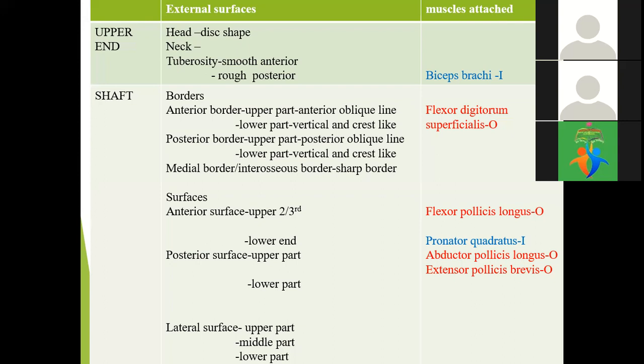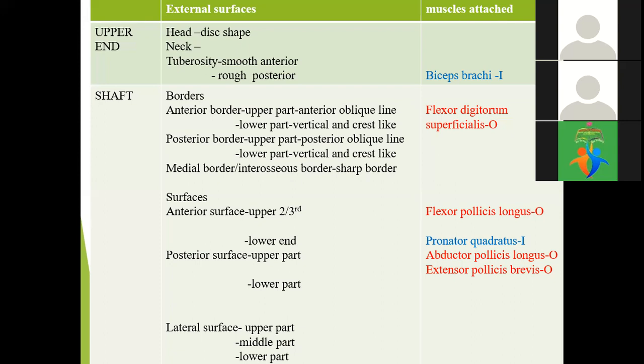Anterior surface: the upper two-thirds give origin for flexor pollicis longus, and the lower part of the anterior surface gives insertion for a muscle called pronator quadratus. It is a quadrangular shaped muscle, a very small muscle which connects both the radius and ulna. The name of the muscle is pronator quadratus. The insertion.